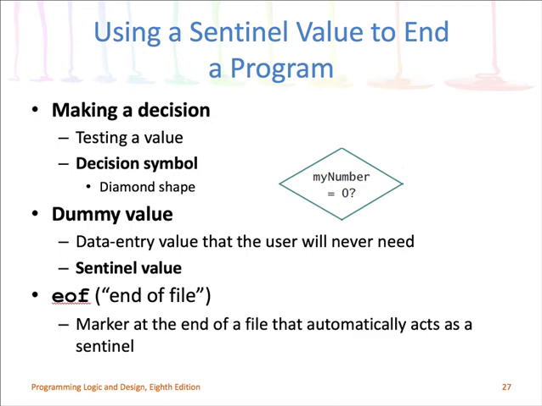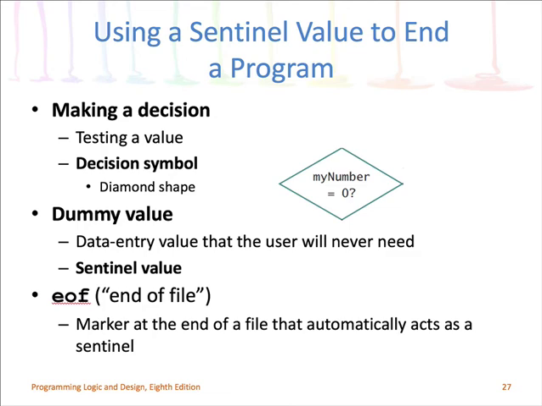The way you get looping without having an infinite loop is by making a decision or testing a value. And the decision symbol in flowcharting is a diamond. Basically, you're asking a question. Is my number equal to 0? So what they're setting up for here is something called a sentinel value. You tell the user, type in as many numbers as you want, and I'll double them and tell you what 2 times the number is forever until you type in 0.